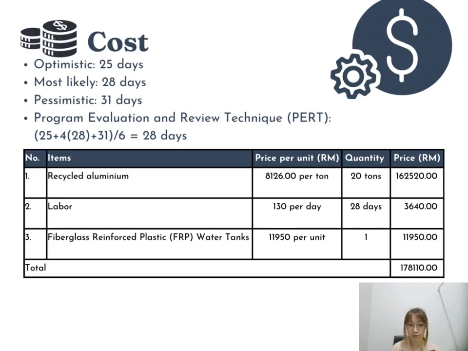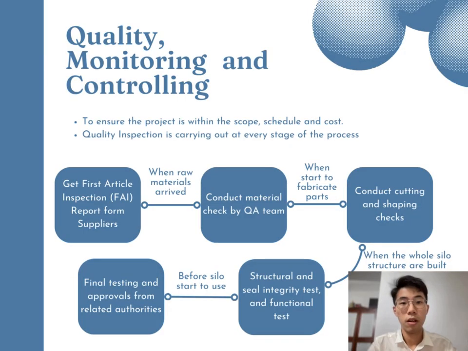There are three types of estimated time, which are optimistic, most likely, and pessimistic. By using the program evaluation and review technique, we can find the average of the estimated time. This estimated time can be used to find the total cost of this project. To ensure our project is within its scope, schedule, and cost, quality checks play a crucial role and should be carried out at every stage.